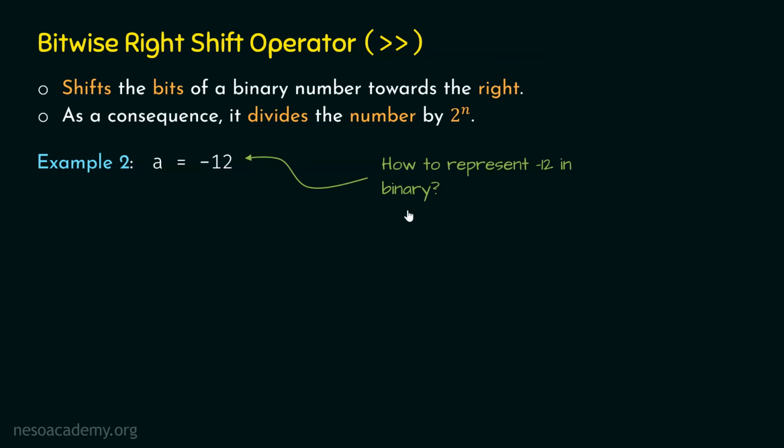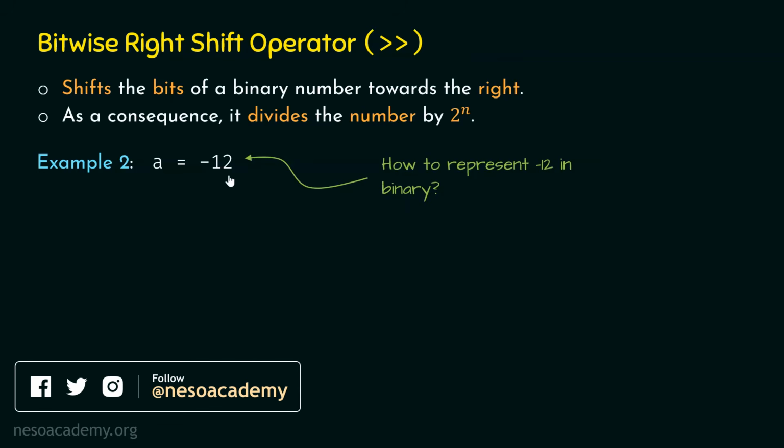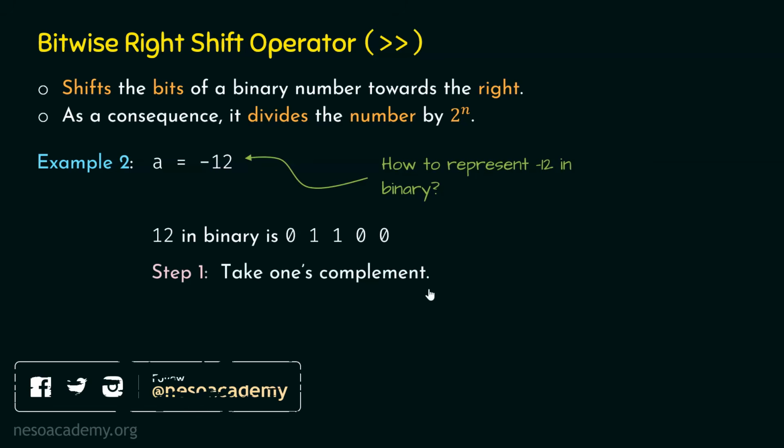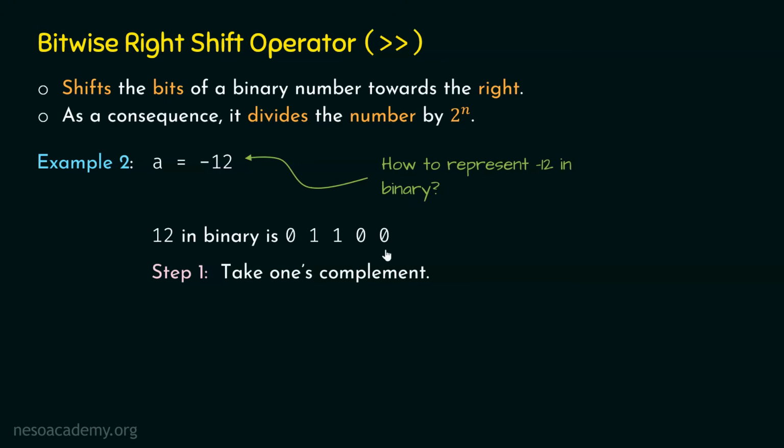We have already learned this while discussing the bitwise NOT operator. For this, first we need to represent 12 in binary. We have already seen that 12 in binary is 0 1 1 0 0. Now, step number 1 is to take the ones complement of this number. We just need to flip all these bits. Zeros become ones and ones become zeros. So the result is 1 0 0 1 1.